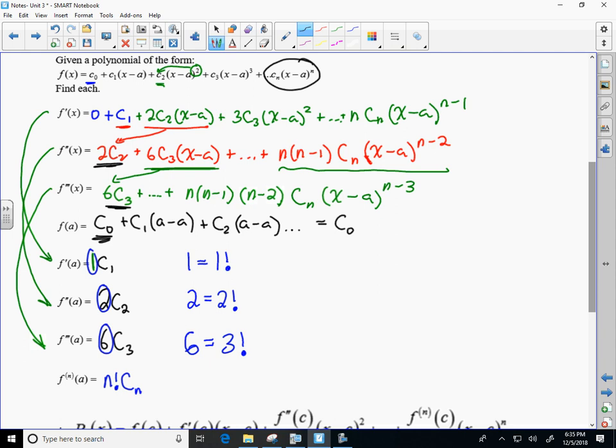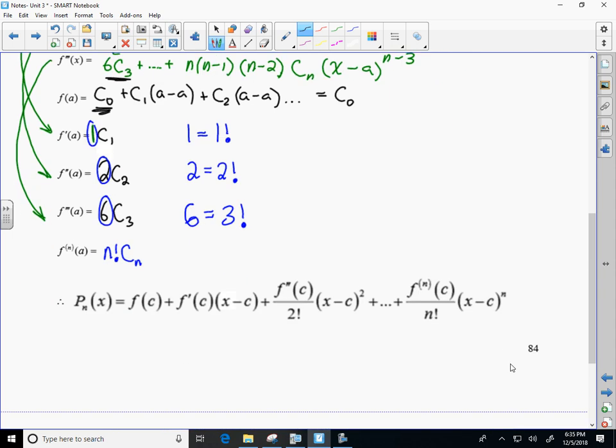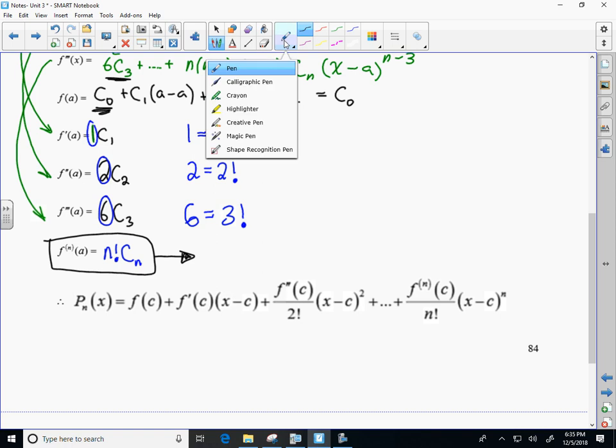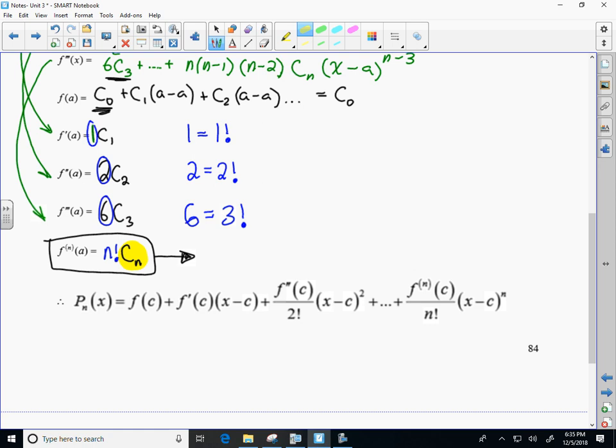But now what I have is actually a relationship right here that exists between c sub whatever, in this case n, and everything else. All right. So if I solve this for c sub n, I get f to the n, so the nth derivative of f at a, over n factorial. All right. So that becomes a multiplier.